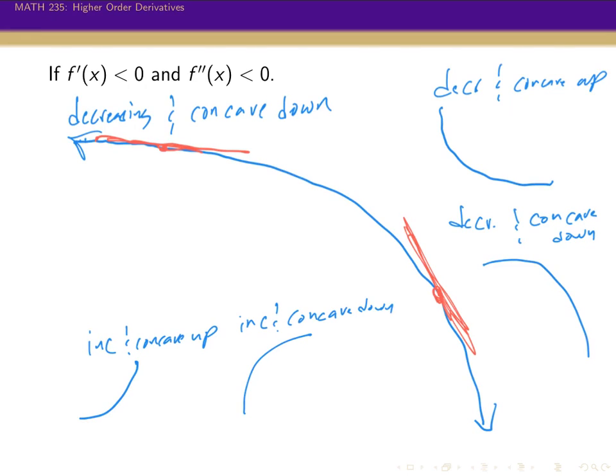And so once you know these four basic curve shapes, then just by knowing the sign of the first derivative and the sign of the second derivative at the same time, you can actually piece together what the curve basically looks like over its whole domain, just by looking at where the first derivative is positive and negative and where the second derivative is positive and negative.